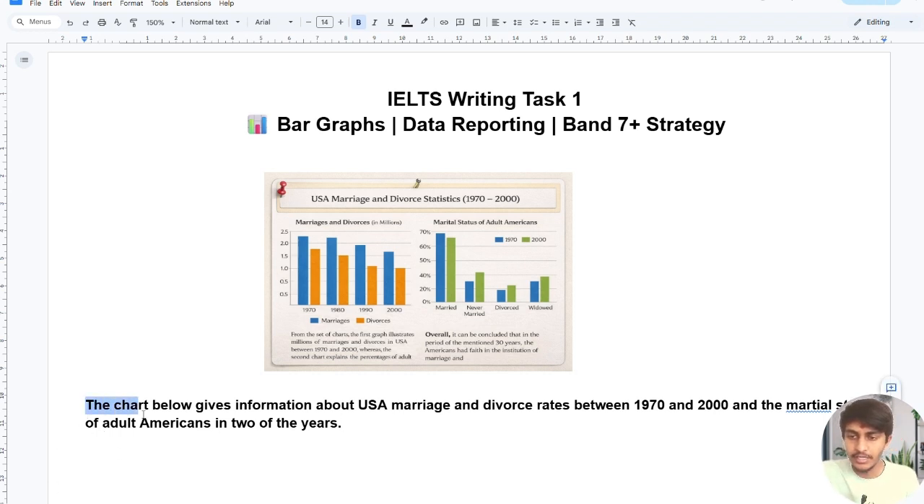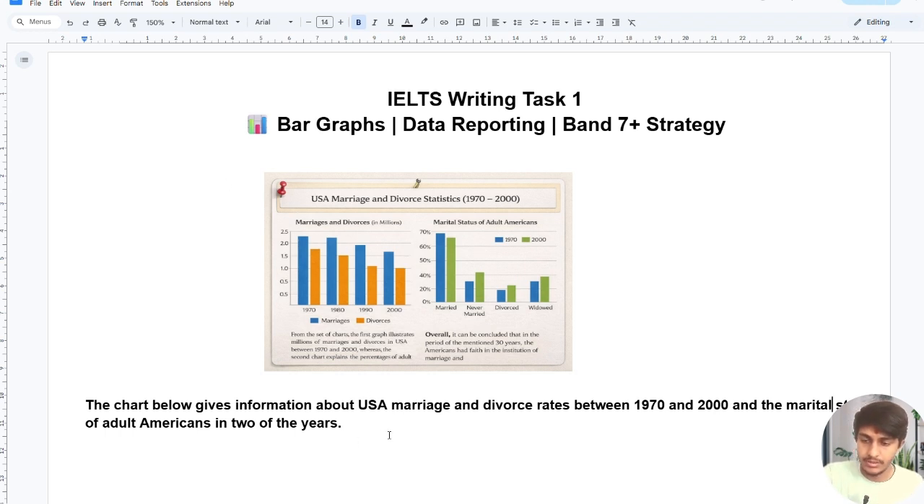So the charts below give information about USA marriage and divorce rates between 1970 and 2000, and the marital status of adult Americans in 2 of the years. Here is the marriage and divorce chart. The blue line is for marriage and the orange line is for divorces, and here are the years: blue is 1970 and green is 2000. So marriage and divorce in millions, and marital status of adult Americans. So here is our bar chart.